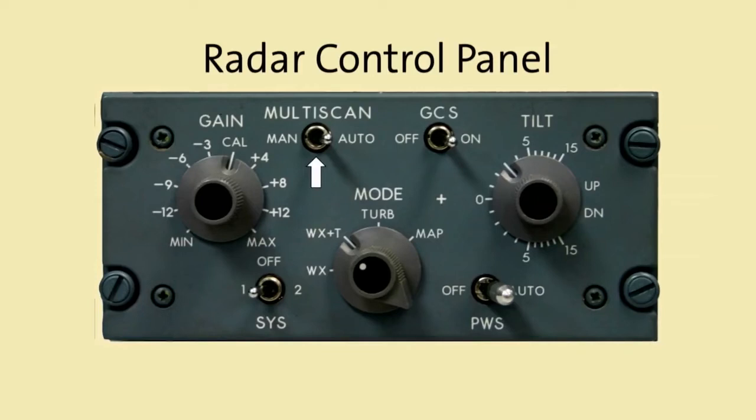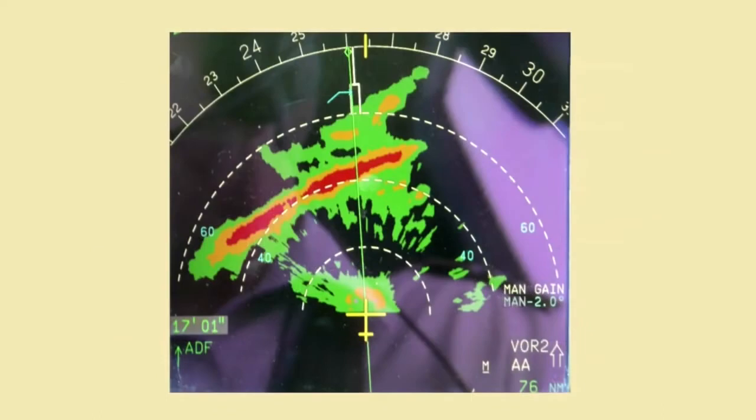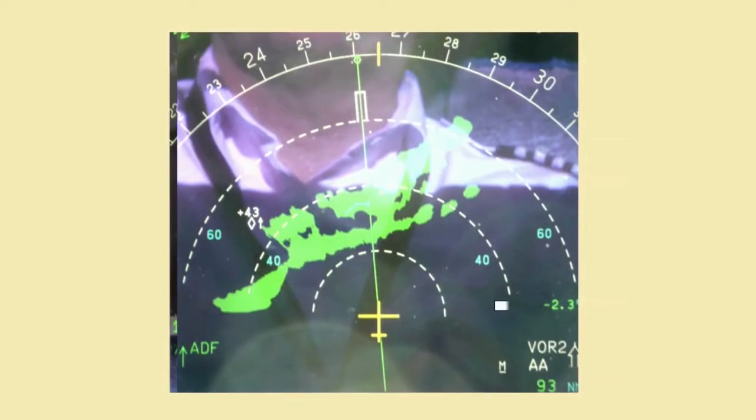The MultiScan switch toggles between the radar's auto and manual modes. During manual operation, the ND displays MAN in front of the tilt code. In manual, the radar works exactly like a traditional radar. During auto operation, only the tilt code is displayed. When the radar is in auto, the radar's automatic threat and weather detection features are activated.